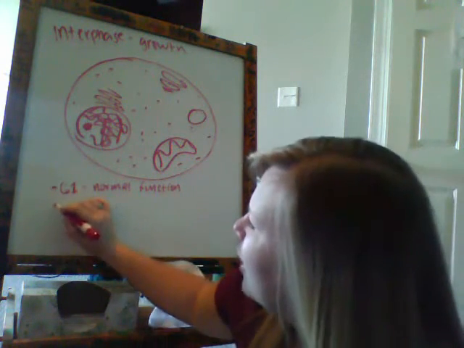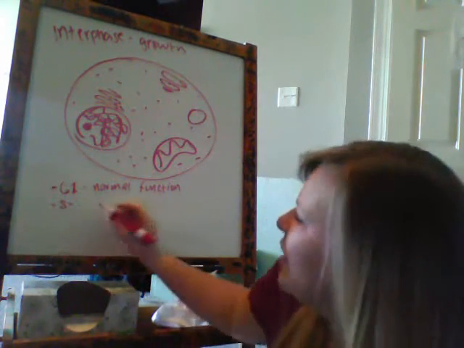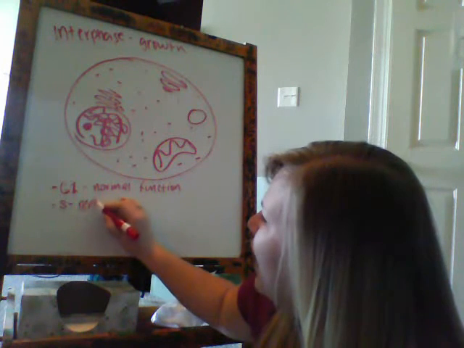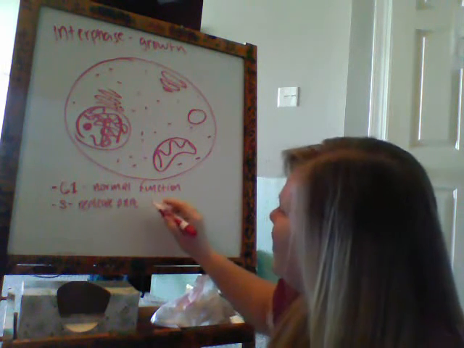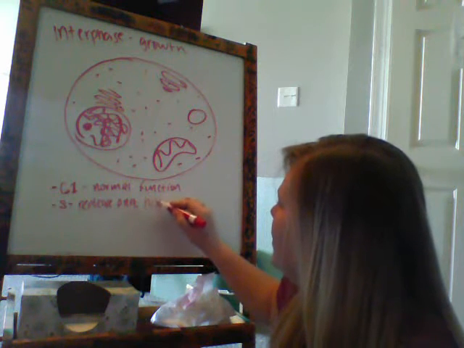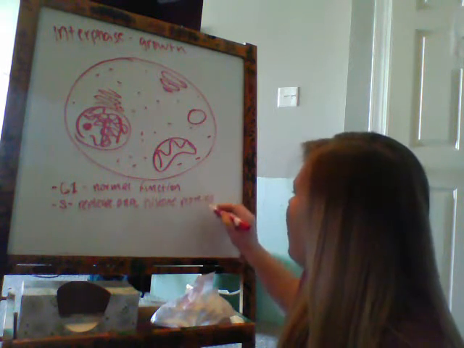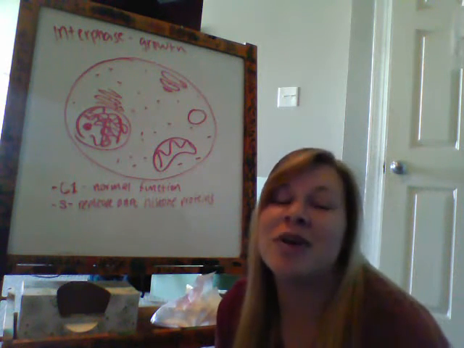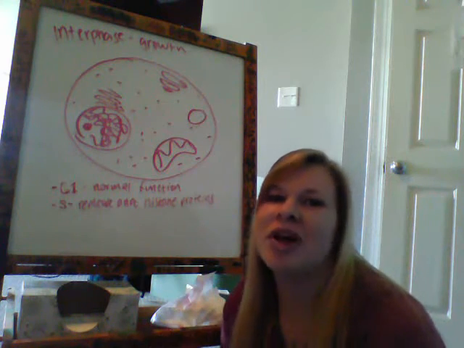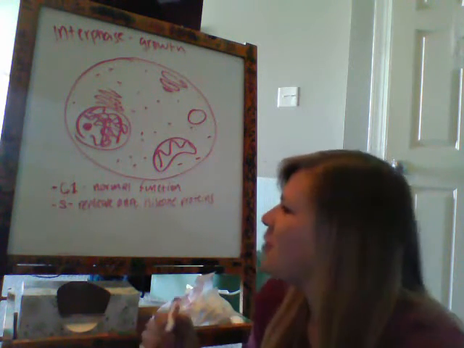After G1, we have S phase. S phase is the synthesis phase, and what happens in S phase is we replicate our DNA, and we also produce those nifty little things called histone proteins, which act like spools for our replicated DNA to coil around. They need to take up less space because when you replicate your DNA, you have twice as much in the same volume. It wraps around those histone proteins so it doesn't take up as much space.